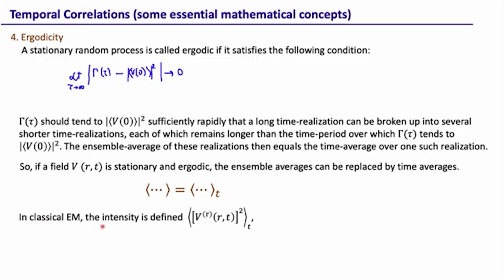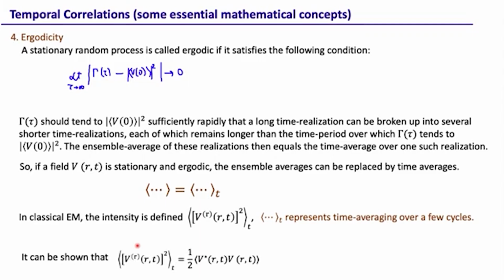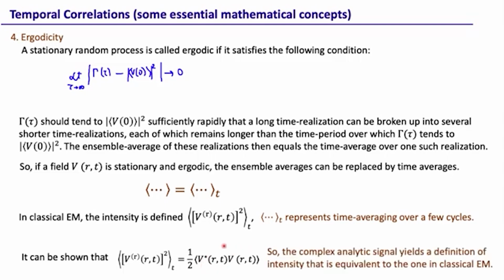Now, in classical E&M, we define the intensity in the following manner. So this is the real field. You take the square of it, and then this is the time averaging over a few cycles. So in classical electromagnetism, we define the intensity like this, but we are defining the intensity using the complex analytic signal in a slightly different manner. But it can actually be shown that this time averaging over a few cycles is actually the same as this quantity. And I will put this as a homework problem to show.